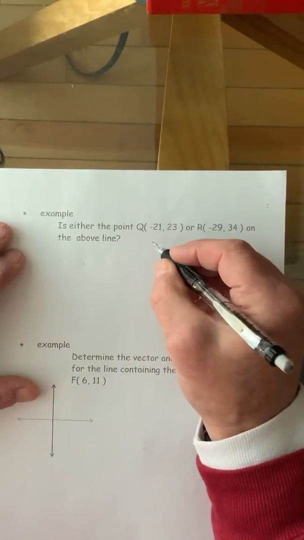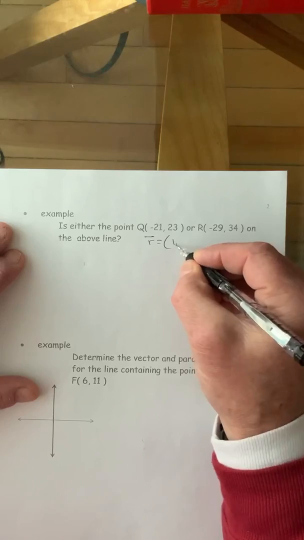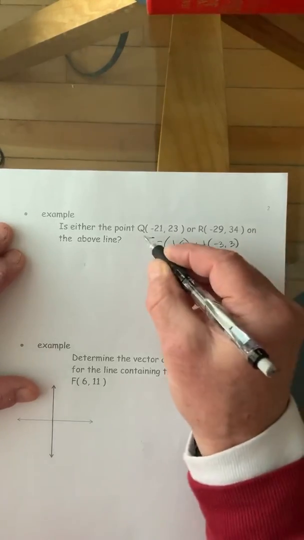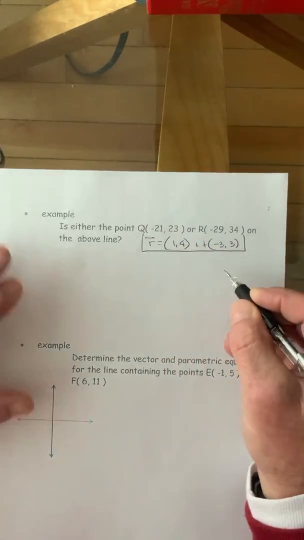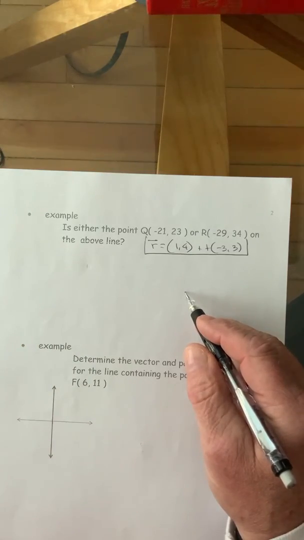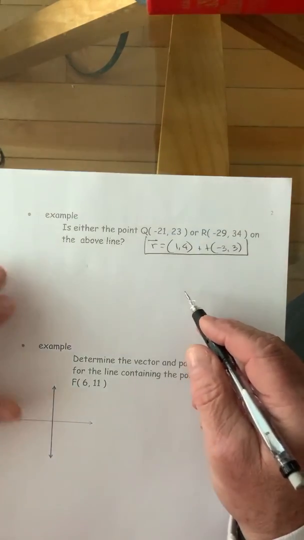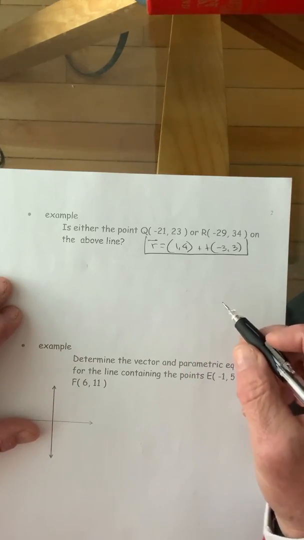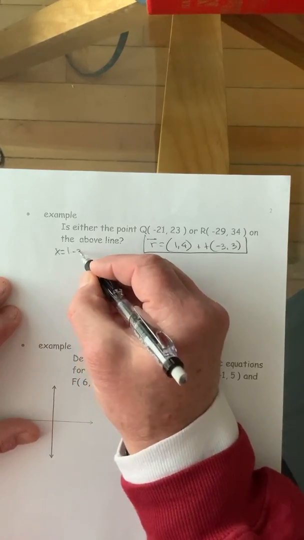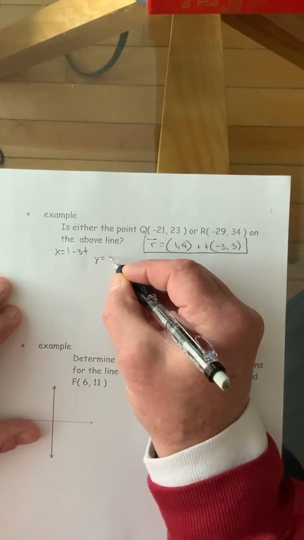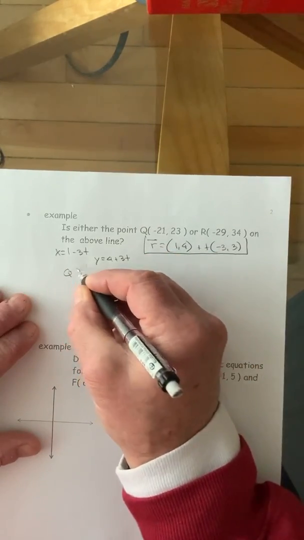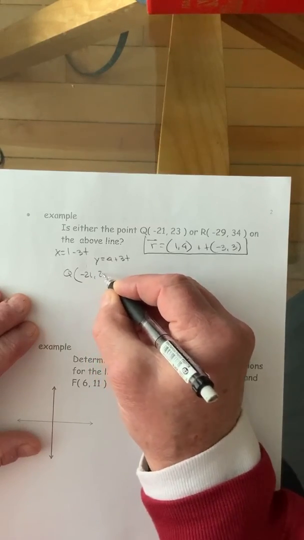Using the same equation I had on the other side. They want to know if these 2 points are on that line. Again, there are an infinite number of points on the line, but not every point is on the line. I'm going to use the two parametric equations. x equals 1 minus 3t, y equals 4 plus 3t. If I pick the first point, Q, negative 21, 23.